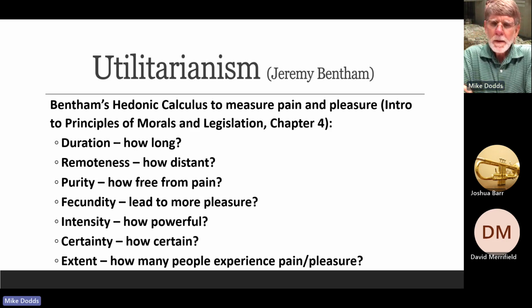How long, the duration of the problem, how long do I conceive that it will occur, or how long can the results, if I make a certain decision, occur? Consequence. The remoteness, how distant is the effect of my decision here? How far from me is it going to ripple out? Is what he's thinking. Purity, how free from pain? Not every decision causes the same degree.